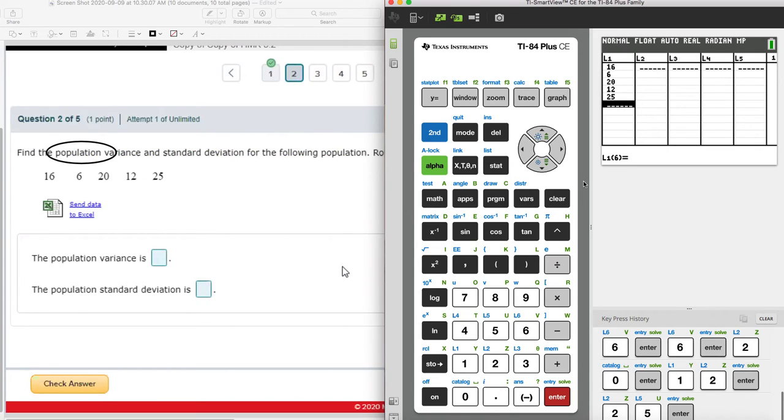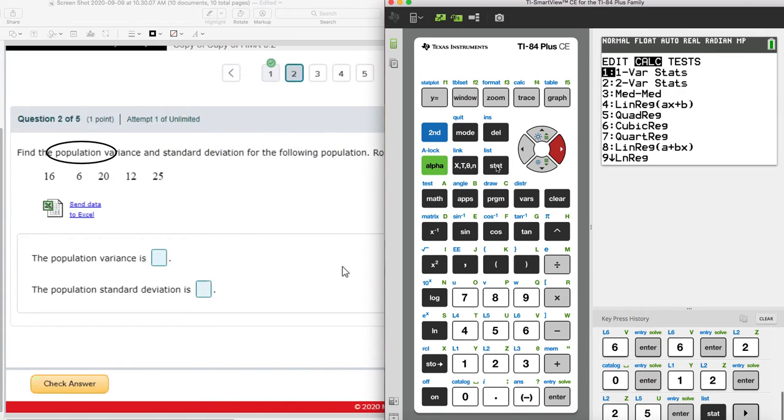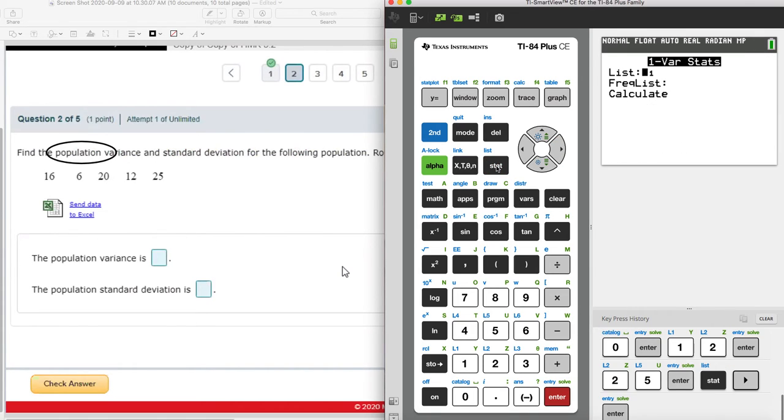Okay, so same process there, and again we're going to go stat, calc, 1var_stat, enter, L1, frequency list blank, calculate. So we get the same kind of screen again because we went through the same steps. The only thing that we're going to do differently, if it says population, instead of using this SX number, we're going to use the one directly below it, and that is a sigma.